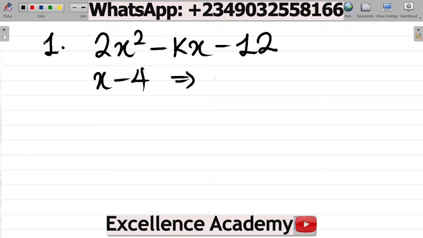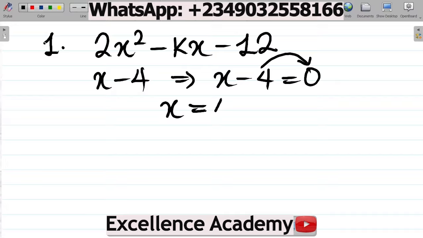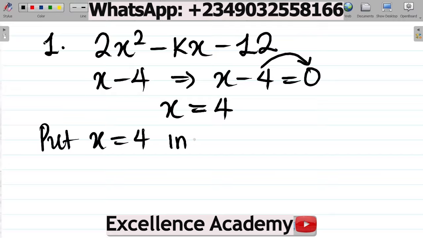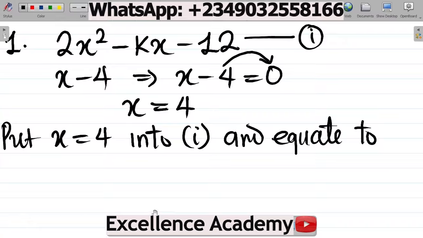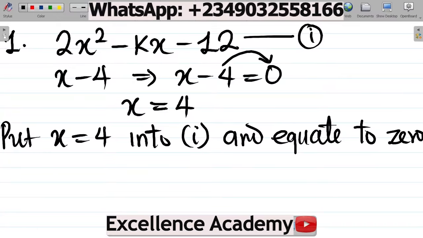So if you have that x minus 4 is equal to 0, move this over here. We'll have that x is equal to minus 4 crosses over becomes plus 4. So x is equal to 4. Now when this quadratic expression is divisible by this, all you have to do is to put x as being equal to 4 into equation 1, and equate to 0.